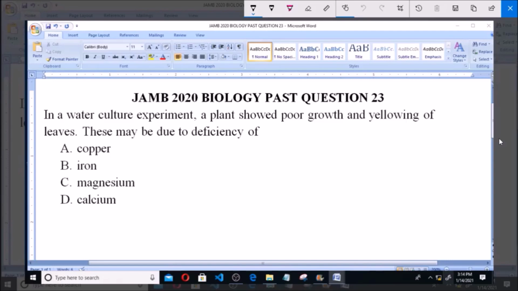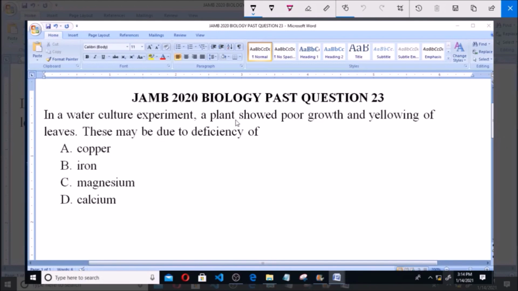I'll be answering JAMB 2020 Biology Past Question 23. In a water culture experiment, a plant showed a poor growth and yellowing of leaves. This may be due to the deficiency of A. Copper, B. Iron, C. Magnesium, and D. Calcium.